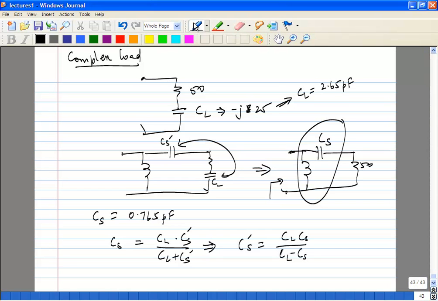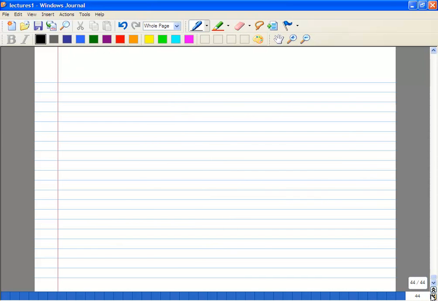Okay, so you know CL, you know CS, so you can find out CS prime. In this case, it happens to be 1.08 picofarads. You can calculate it out. Very simple. So what that means is, if you use the earlier 7.66 nanohenries with 1.08 picofarad, you can match to 50 minus j25. Okay, so that is for matching to complex loads.